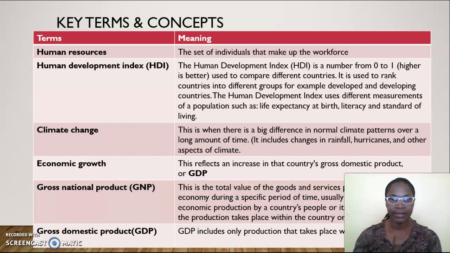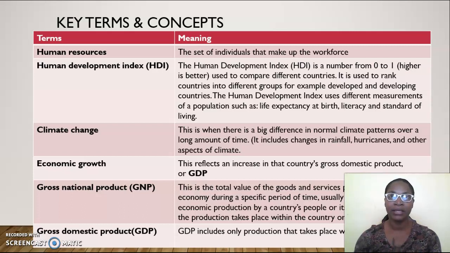Now we're going to some technical terms like Human Development Index, HDI. This is a number that they use to rank countries into different groups, such as whether they are developed countries, developing countries, or underdeveloped countries. But what does it mean? The number ranges from 0 to 1, with 1 being the best. It is measured in terms of how long a person is expected to live once they are born, because of health care and other things, literacy level, and the standard of living in a country.